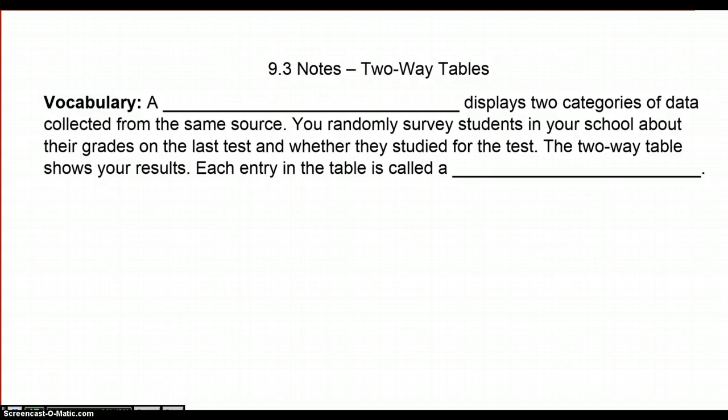All right, 9.3 is all about two-way tables. So what is a two-way table? A two-way table is something that displays two categories of data collected from the same source. So you can randomly survey students in your school about their grades in the last test and whether they studied, and the two-way table shows the results.